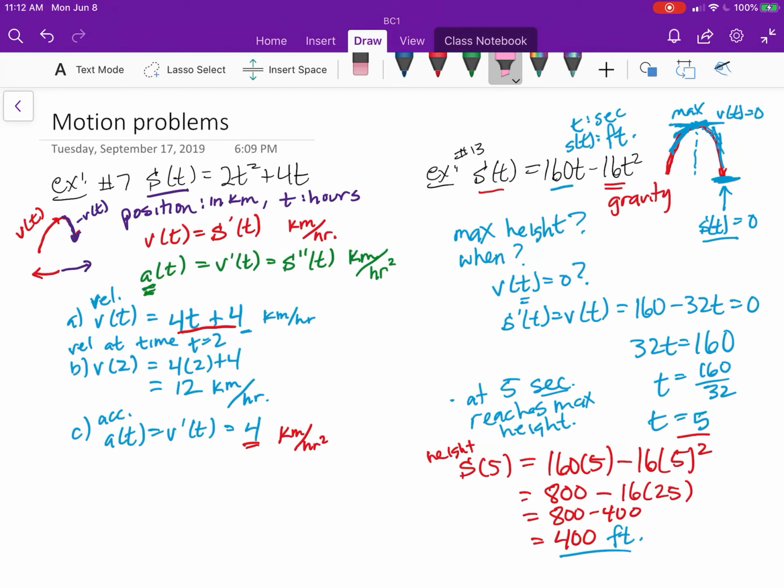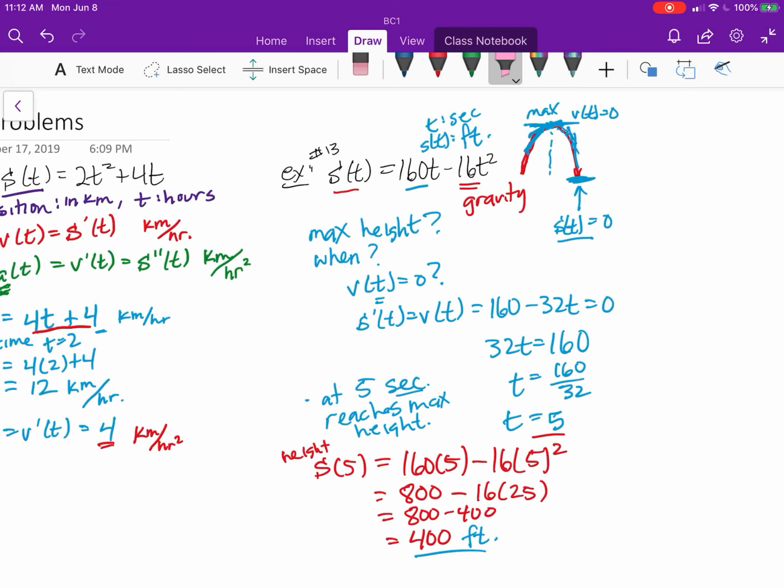All right. Next one, I put a few questions here, it looks like. We have this position function, s of t. I don't know why they use s off the top of my head, but it's pretty common. Okay, it's just a position. It's saying where is this whatever at a given time.